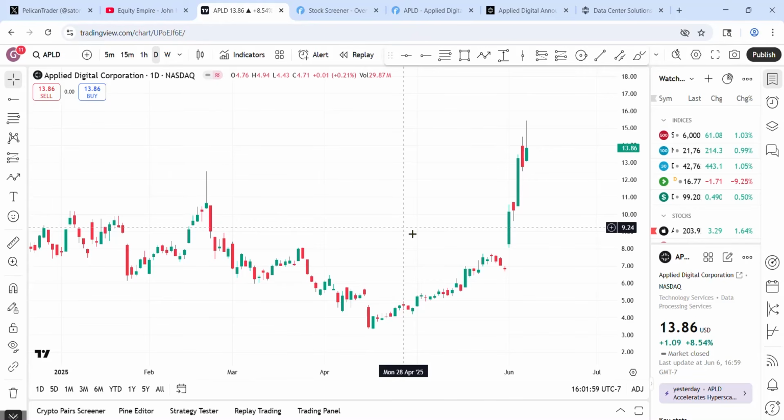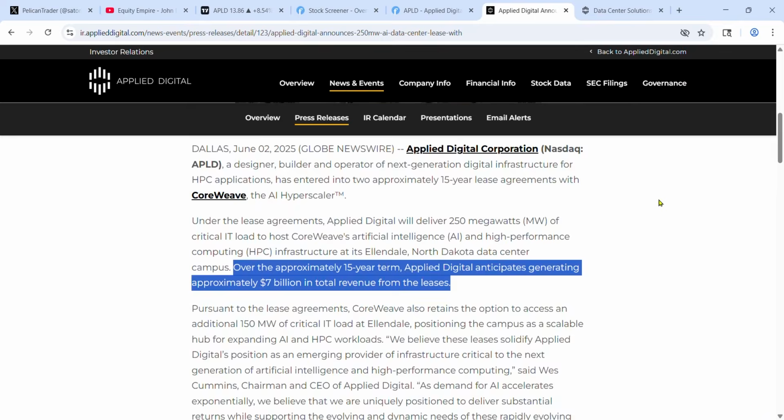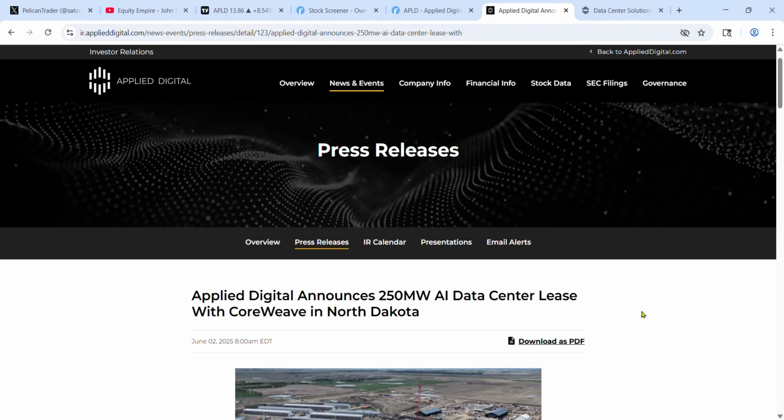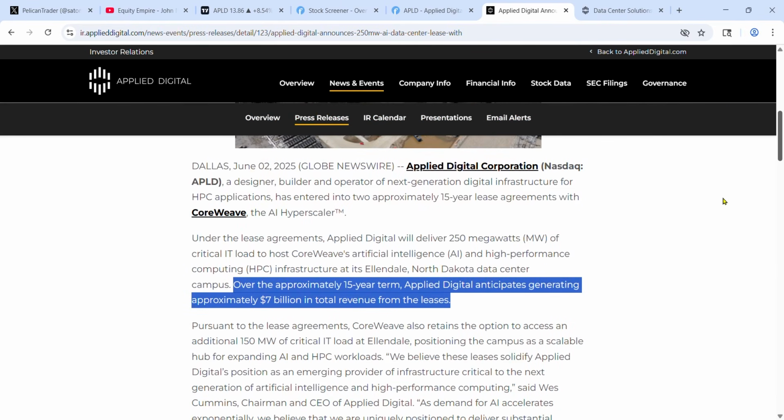Applied Digital stock was on fire last week. Shares of the AI data center developer more than doubled after the company announced a major new lease agreement with fast-growing AI data center operator CoreWeave. And it's a big deal. Over the course of 15 years, Applied Digital anticipates generating approximately $7 billion of revenues from the leases with CoreWeave.